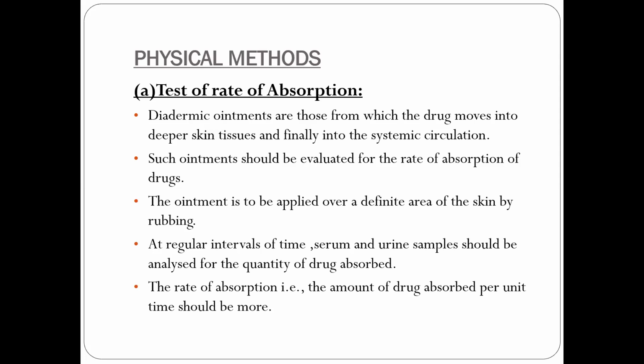The ointment is to be applied over a definite area of the skin by rubbing. At regular intervals of time, serum and urine samples should be analyzed for the quantity of the drug. From this, the rate of absorption, that is the amount of drug absorbed per unit time, should be determined. Here it is very simple: the ointment is applied on a definite area of the skin by rubbing, then at regular intervals the urine and serum are analyzed for drug absorption.